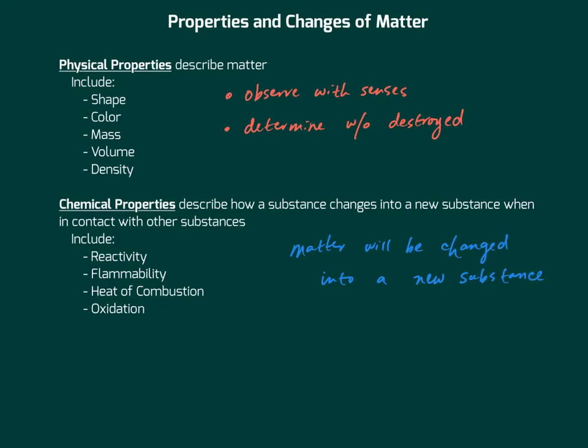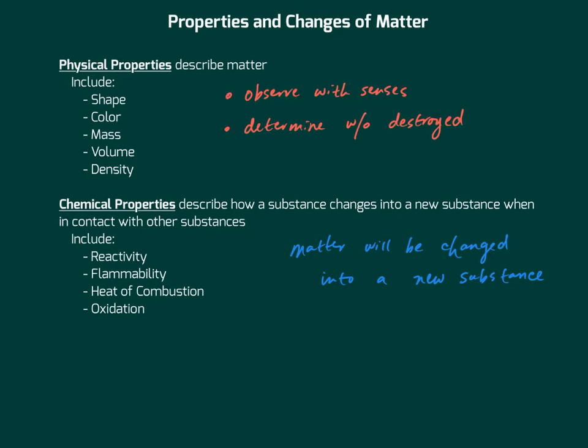All right, now some examples of chemical properties. We have this thing called reactivity, and this is just the ability for a substance to combine chemically with another substance. Flammability is the ability for an object to start on fire in the presence of oxygen. Okay, so there's a reaction going on there. Heat of combustion is just how much heat is actually given off due to some type of reaction.